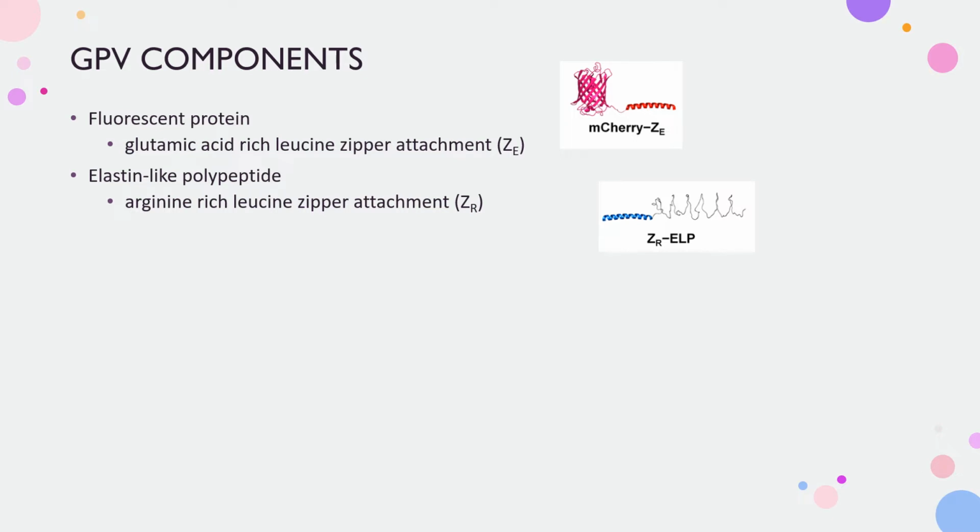Vesicles also contain elastin-like polypeptides, which are more commonly referred to as ELP, with their own leucine zipper that is arginine rich. You can see to your right where the blue part is the leucine zipper and the chain is the ELP. ELP is usually clear in solution, and any fluorescent protein you can usually see its color.